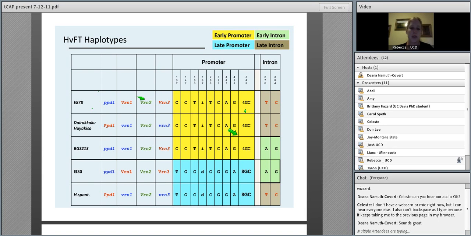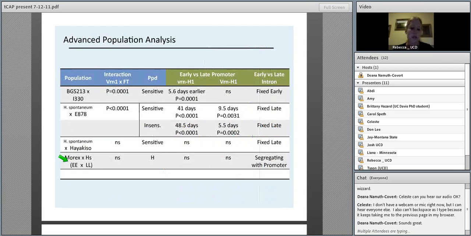In previous work, there's a PNAS paper in 2006 where they did associate VRN3, or barley VRN3, with the FT Arabidopsis phenotype, and so they did describe quite a few of these haplotypes. But we have a novel one that was not described in that paper, which has the late promoter and then the early intron combination, which has allowed us to try to dissect that promoter effect a little bit better.